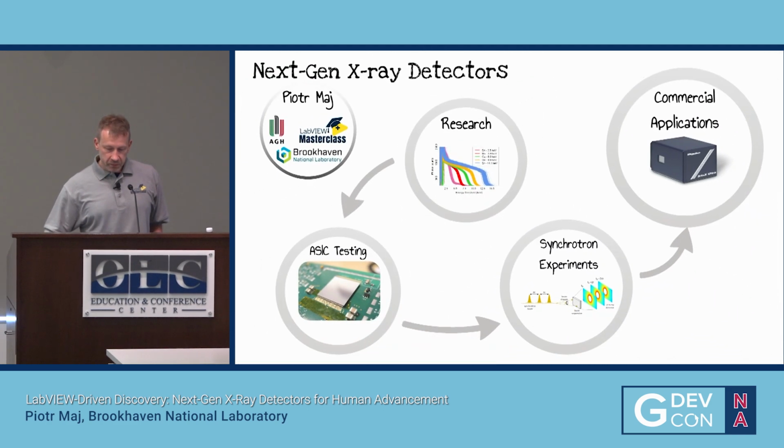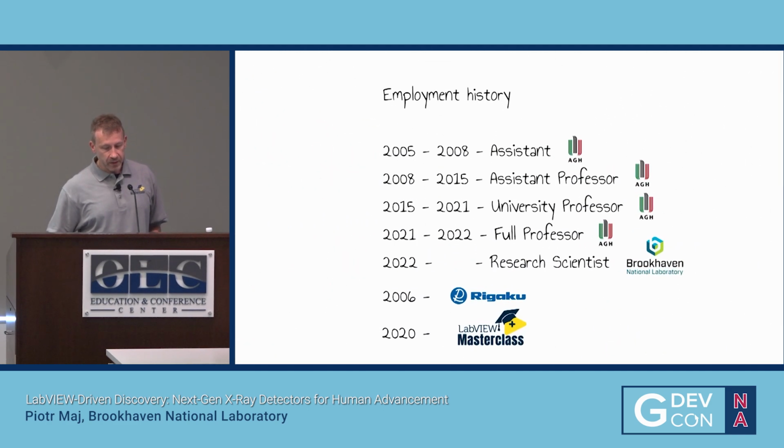Maybe I will start with introducing myself. I started working in 2005 at the University of Science and Technology in Krakow, Poland. Around the same time, we started to collaborate with industry, with Rigaku Corporation from Japan. We developed several products together, which I will show today. Two years ago, I came to the US, to New York, to work at Brookhaven National Lab. I'm a research scientist there.